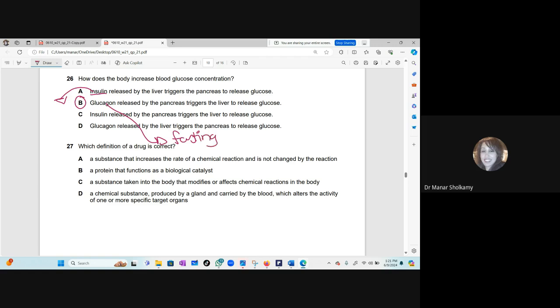Which definition of a drug is correct? A substance that increases the rate of a chemical reaction and is not changed by the reaction. What is the definition of A? A is the definition of what?